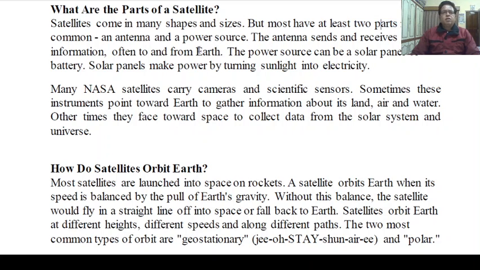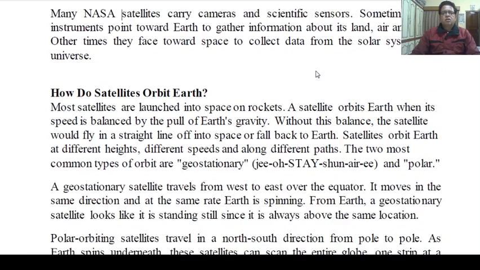In the last part we saw that there are 4 parts. This one is only showing 2 parts: antenna and power source. We know the role of the antenna: to send and receive information to and from Earth. The power source can be a solar panel or battery. Solar panels make power by turning sunlight into electricity.